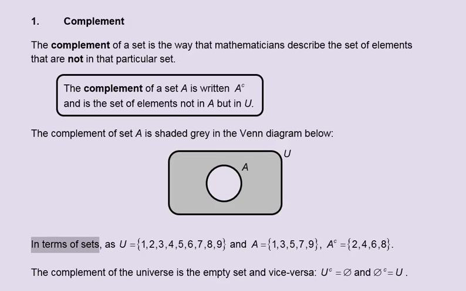In terms of sets, as U equals 1, 2, 3, 4, 5, 6, 7, 8, 9, and A equals 1, 3, 5, 7, 9, the complement of A equals 2, 4, 6, 8. The complement of the universe is the empty set, and vice versa. So, the complement of the universe equals the empty set, and the complement of the empty set equals the universe.